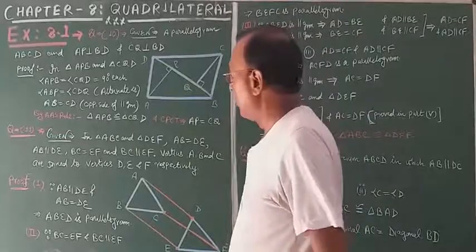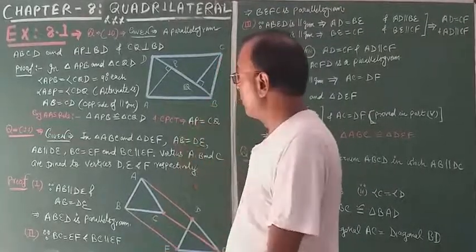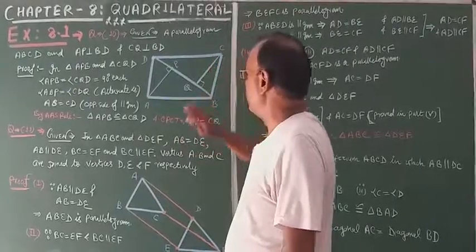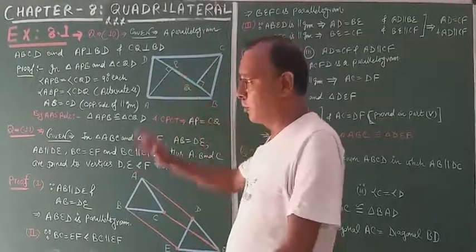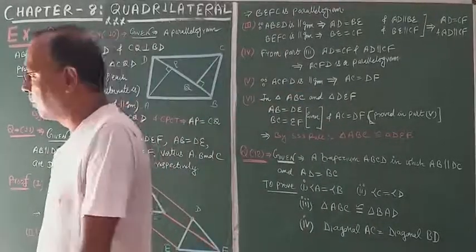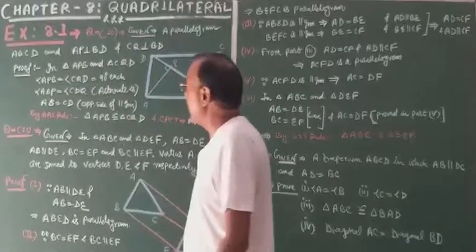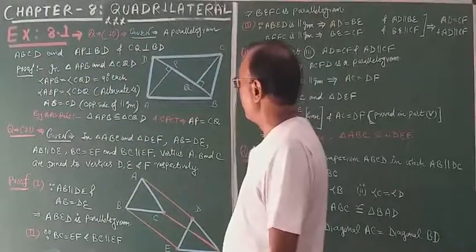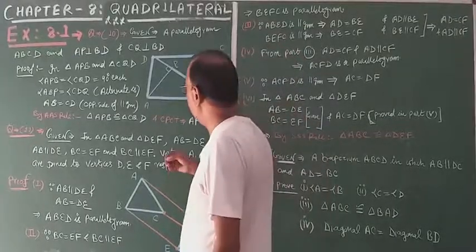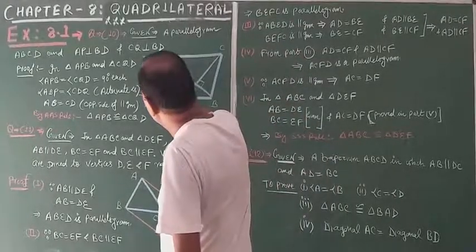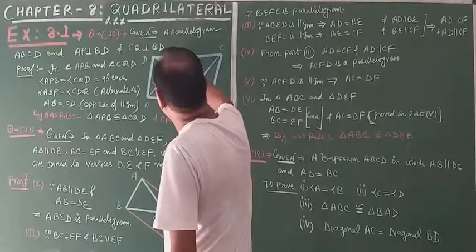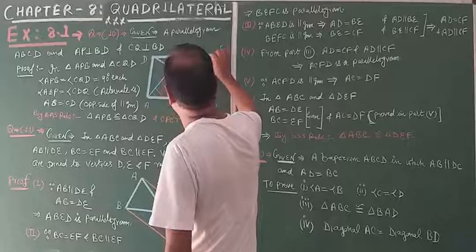What you have to prove? You have to prove that AP is equal to CQ. So now just look at the proof. Take the triangles APB and CQD. This is APB and this is CQD.